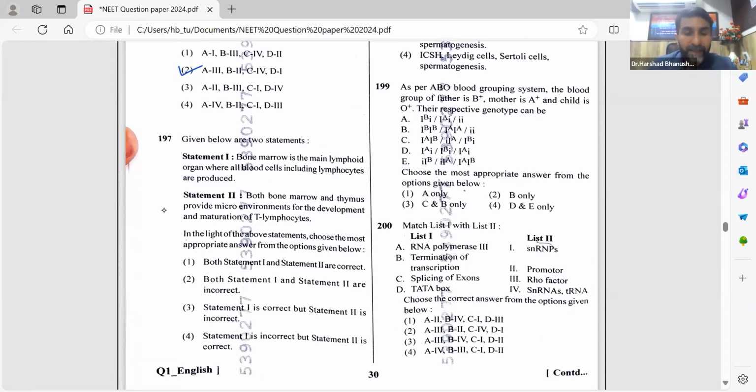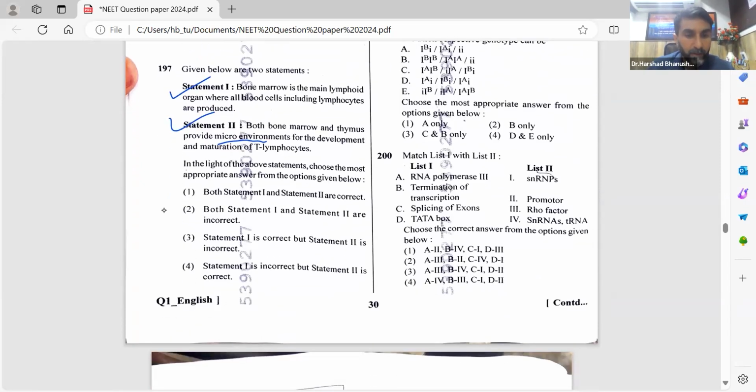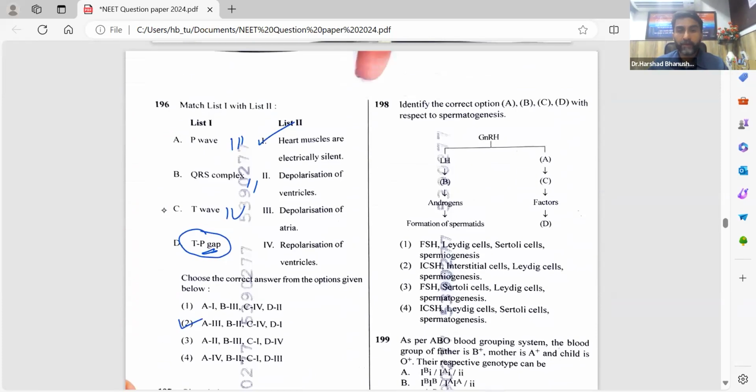Bone marrow is the main lymphoid organ for all blood cells, which is a correct statement. Both bone marrow and thymus provide microenvironments for the development and maturation, is a correct statement. So both 1 and 2 are correct. So the answer would be option number 1. We go to the next question.